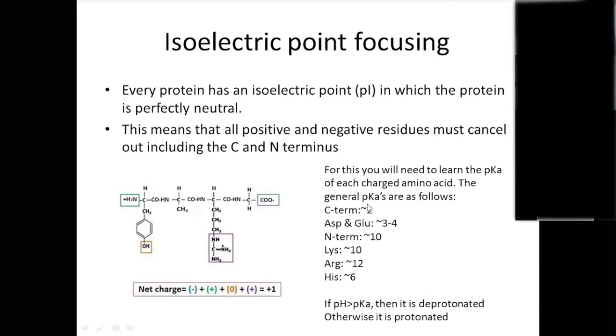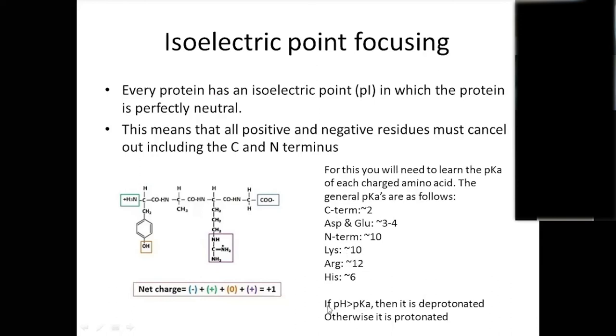I've put them all here so you don't have to go back. For the C-terminus, it's about 2. Aspartate and glutamate, the two negative amino acids, it's about 3 to 4. For the N-terminus, it's 10. Lysine is also about 10. Arginine is about 12. Histidine is about 6.